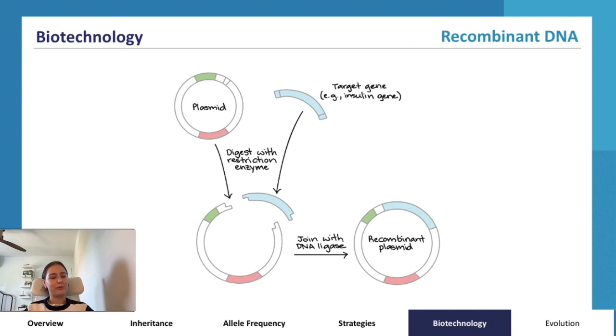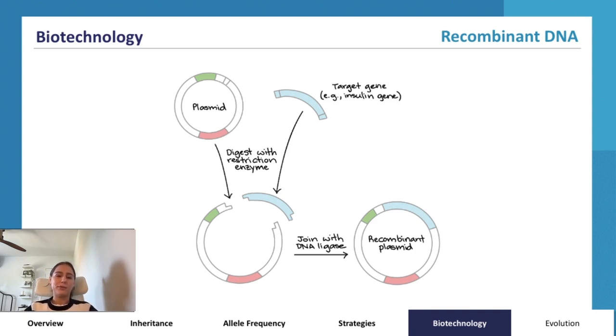The isolated target DNA and the prepared plasmid are often then combined in a solution with DNA ligase, which you'll remember from your previous studies is an enzyme that acts as a molecular glue. It's basically able to facilitate the formation of covalent bonds between the sticky ends of the target DNA and the plasmid. And this results in a recombinant plasmid. This recombinant plasmid now contains the desired gene and is ready for the next step.